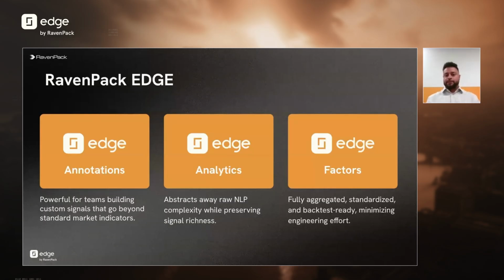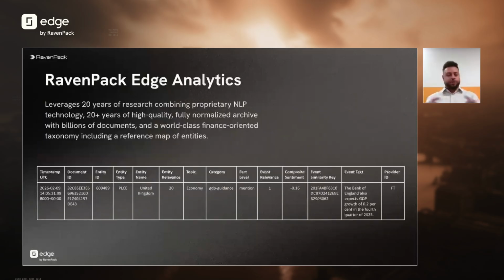So I talked about these examples. I just want to go through and show you a little snapshot of what analytics would look like. Here you can see a table. It's just a subset. We actually have 82 fields in total. But here you can see some of the main things that we look at and that you can use within RavenPack Analytics. So everything from a timestamp through to a document ID for traceability back to the original source.